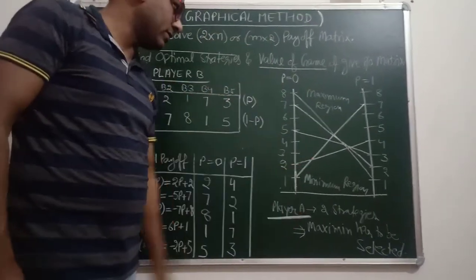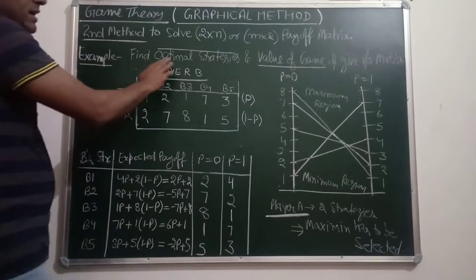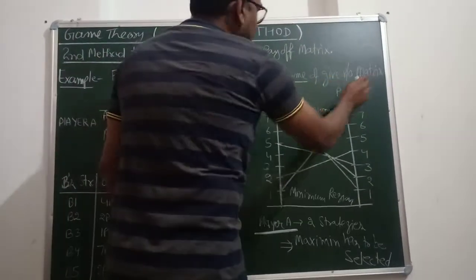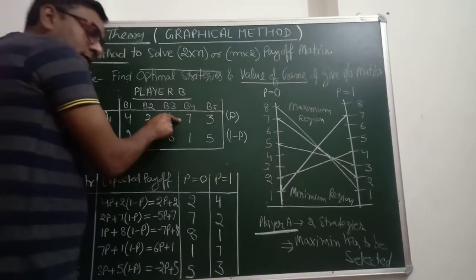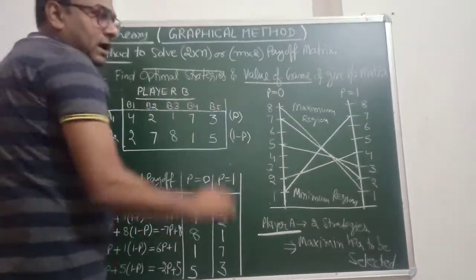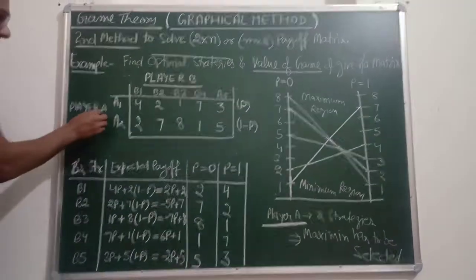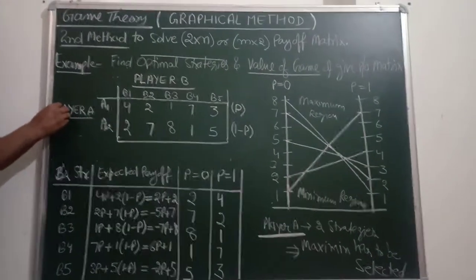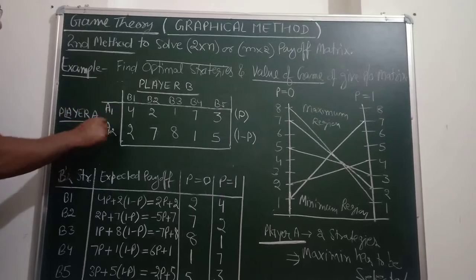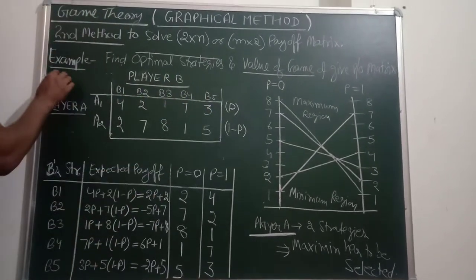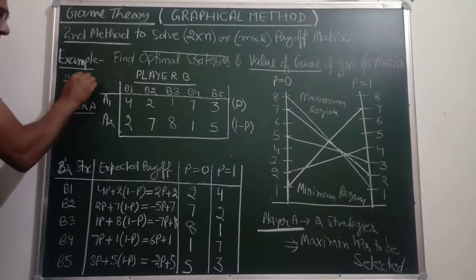This is the question: find optimal strategies and value of the game of the given payoff matrix using the graphical method followed by the arithmetic method. In this question you will see that player A can perform two strategies and player B can use 5 strategies. So this is a 2 into n type of problem.